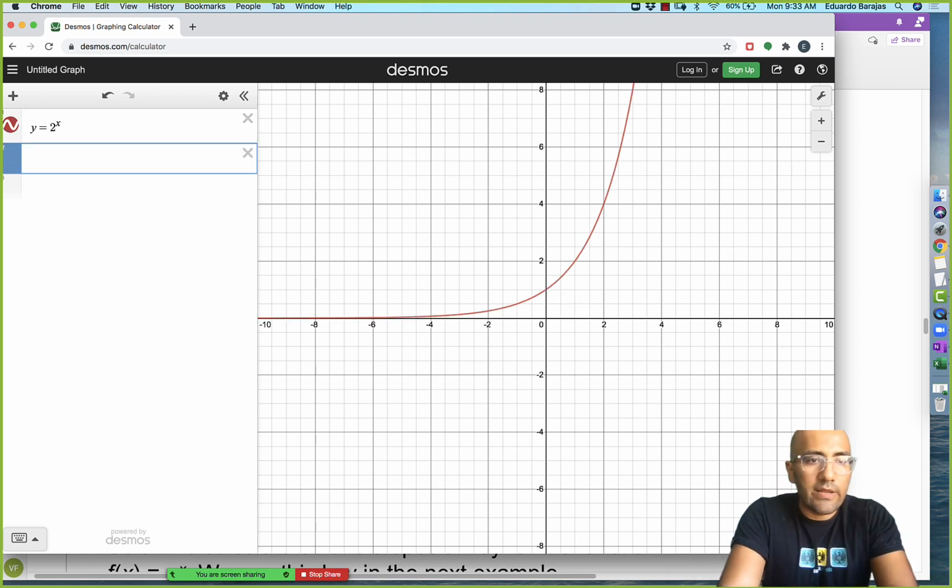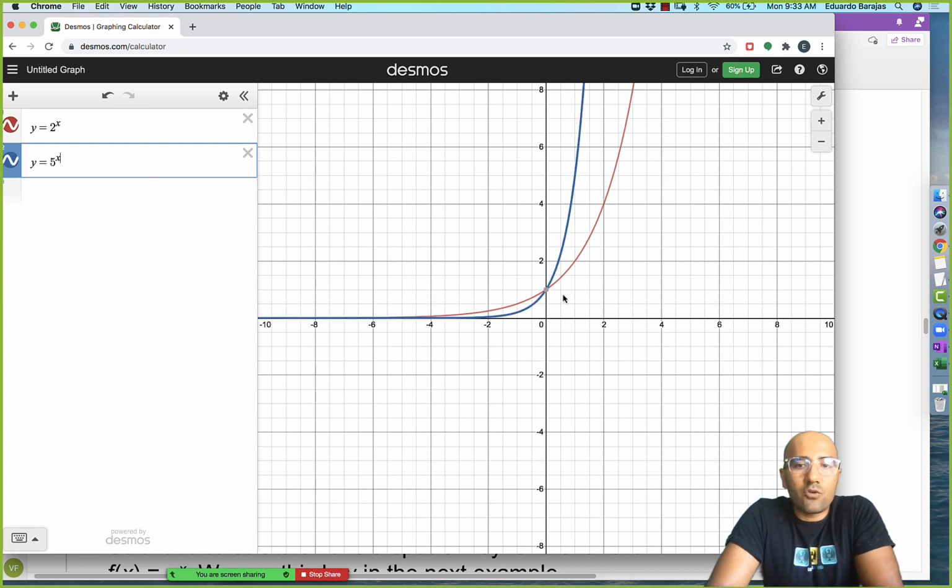Okay, so we saw that whenever y has a base that's bigger than 1, we're going to get this same shape. So if y was equal to, I don't know, how about 5 to the power of x, then it has the same sort of shape, except that for the positive numbers, it'll grow to infinity a little bit faster. And for negative numbers, it'll grow towards 0 a little bit faster. So that's what happens with those base values.